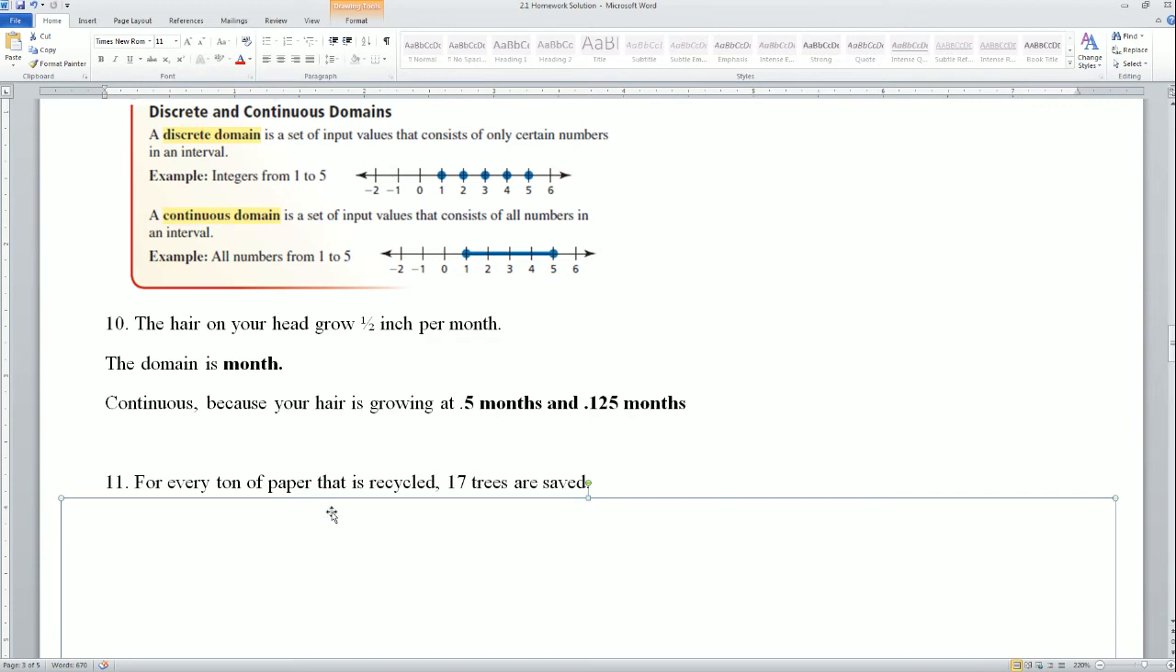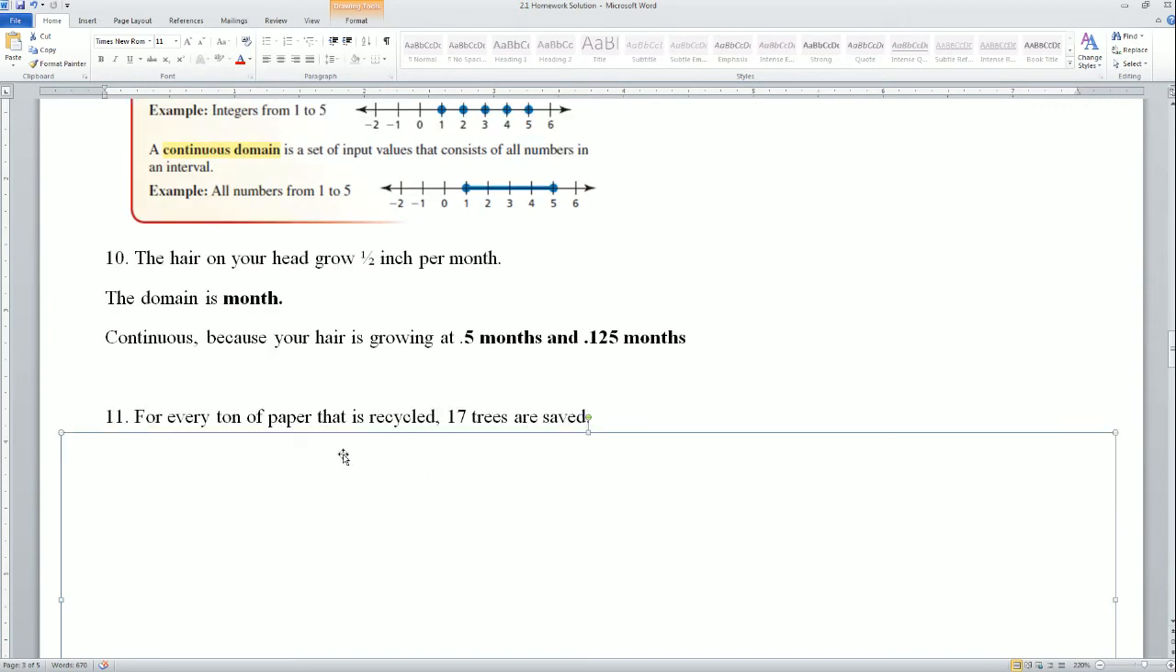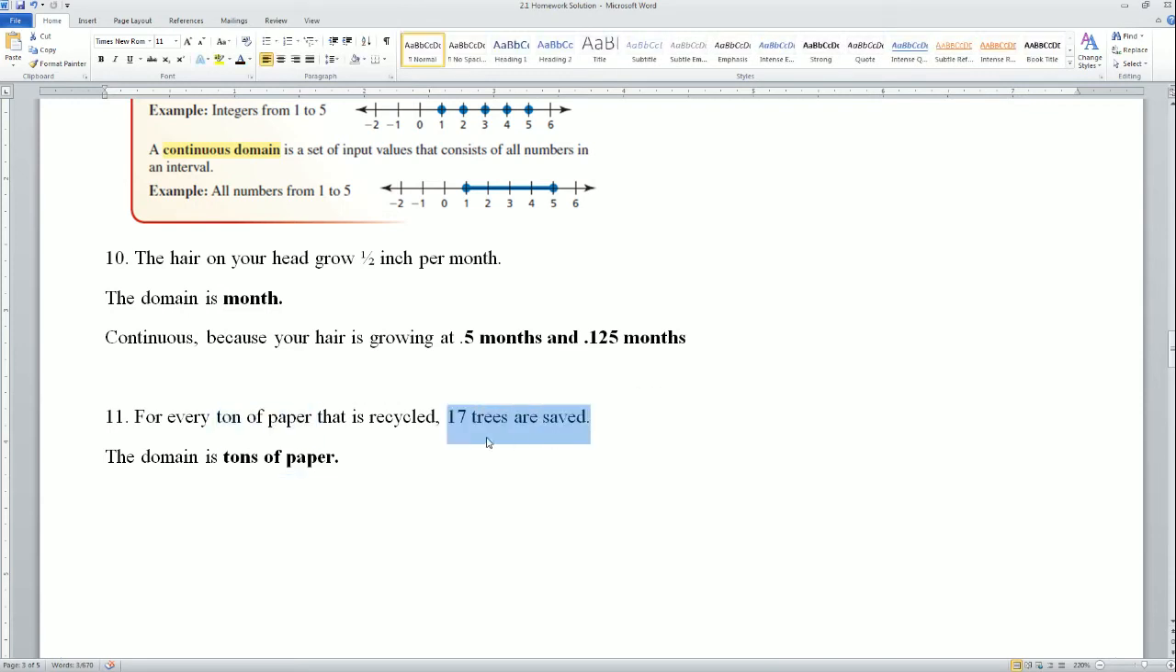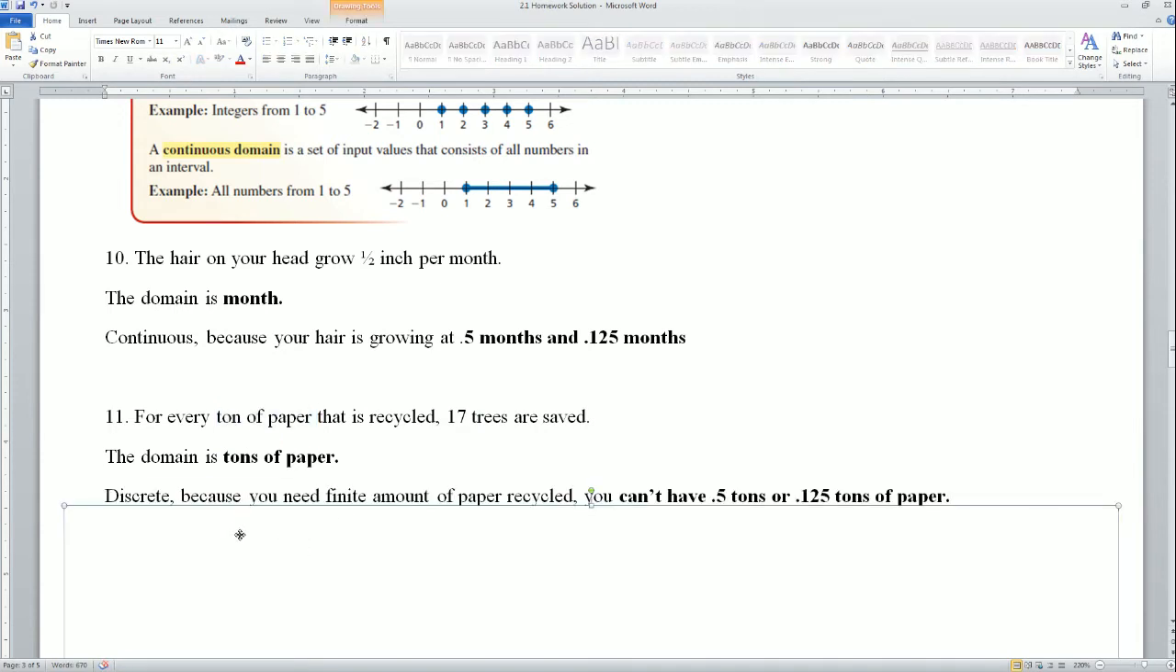Next, for every single ton of paper that is recycled, 17 trees are saved. The domain here is tons of paper because again, the trees depend on the tons of paper that is being saved. We say this is discrete because there is a finite number of paper that is recycled. You can't have 0.5 tons or 0.125 tons of paper. Okay.